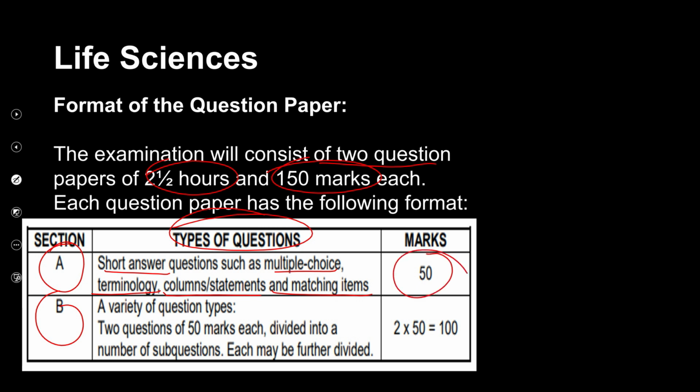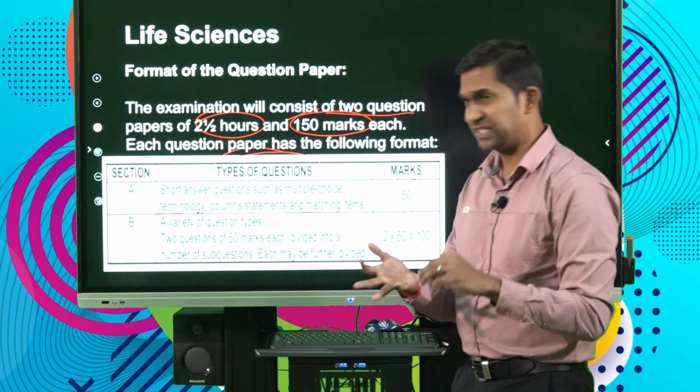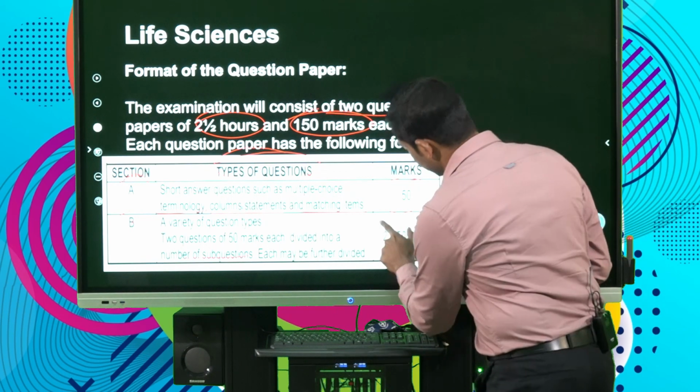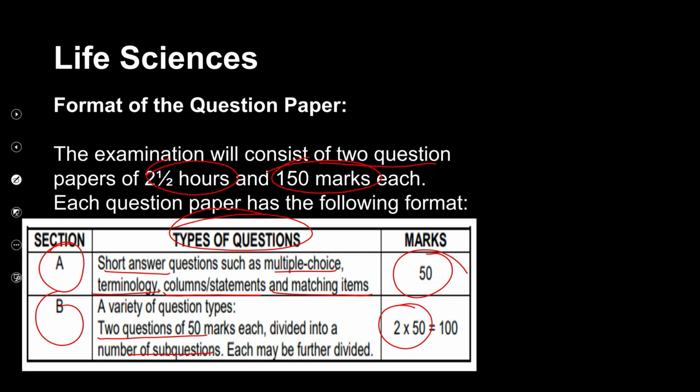The balance of the paper, which is section B, contains a variety of types of questions. In this, there are 2 questions, question 2 and 3, and each is divided into a number of sub-questions, and each further may be divided into sub-questions. And this all involves analysis, application, and detailed understanding. Again, this makes up the other 100 marks of that paper.